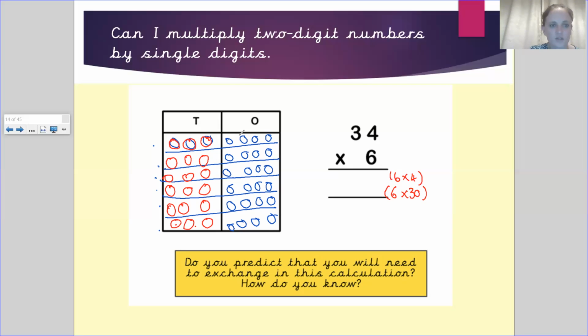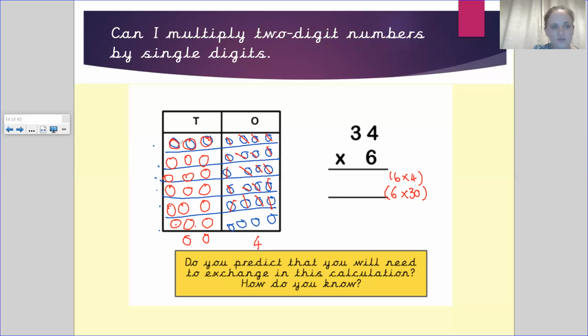So 1, 2, 3, 4, 5, 6, 7, 8, 9, 10, which means I can add 1 there because I've crossed those ones out. 1, 2, 3, 4, 5, 6, 7, 8, 9, 10. Add another 1, and I'm left with 4. They don't make 10, so the ones column is going to have 4 in it. Now I'm going to add the tens.